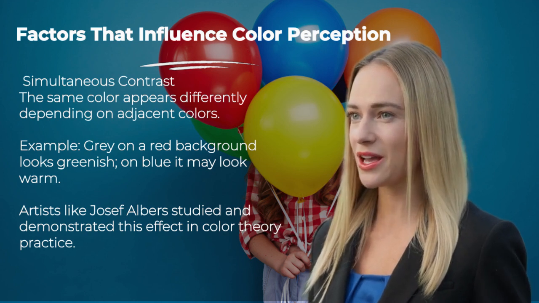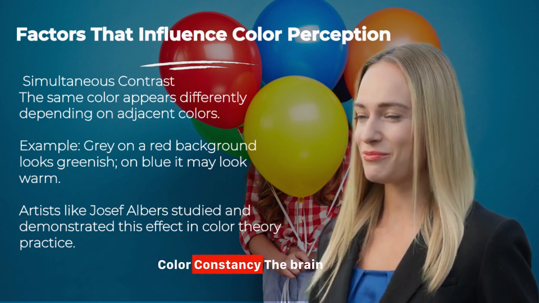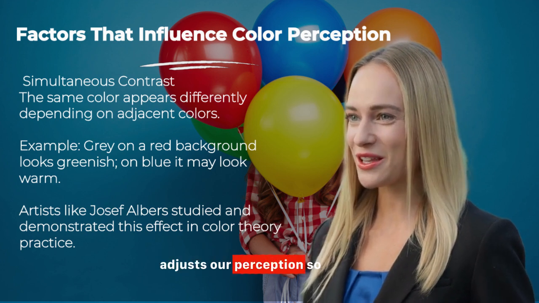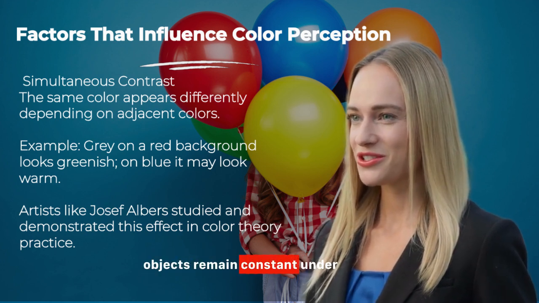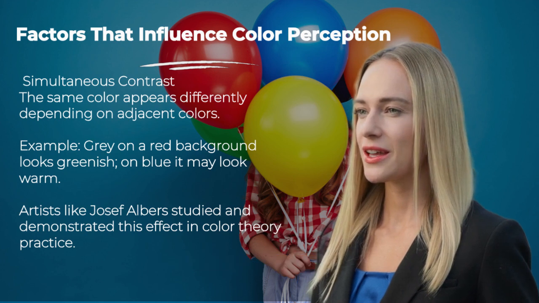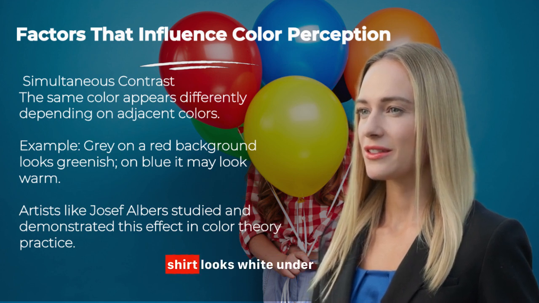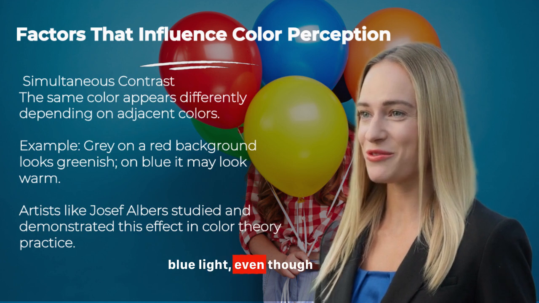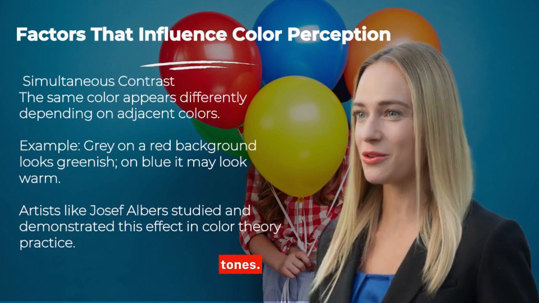2. Color constancy. The brain adjusts our perception so that the colors of objects remain constant under different lighting conditions. For example, a white shirt looks white under blue light, even though it's technically reflecting bluish tones.